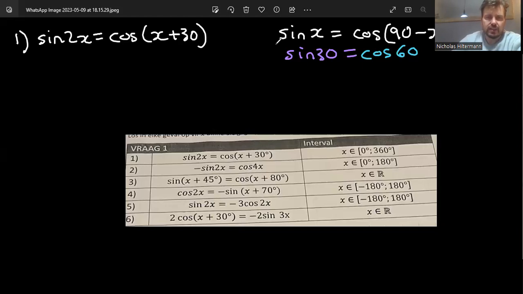If you don't understand that, it's not a problem really, because some people just have to remember that sine x is equal to cos(90 minus x). So I can actually turn this cos into sine of 90 minus. I'll say sine 2x equals sine of (90 minus (x plus 30)).